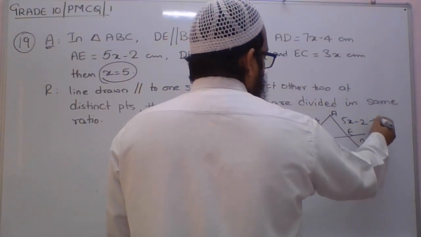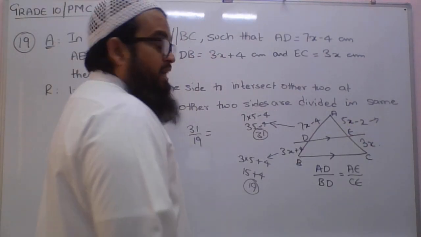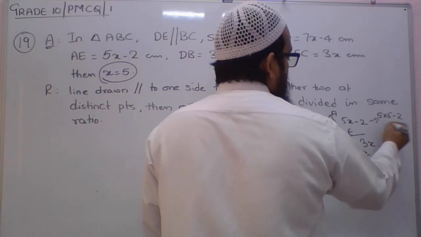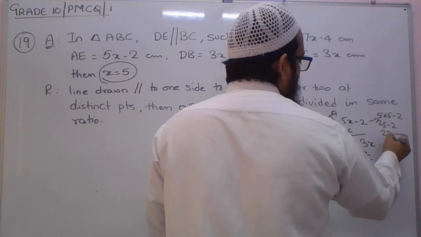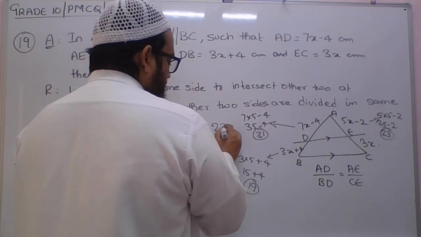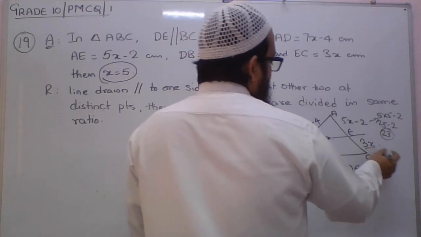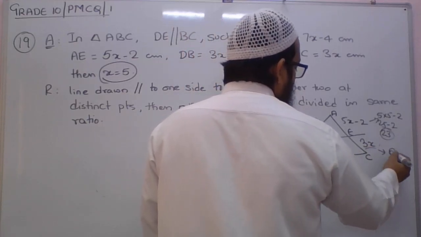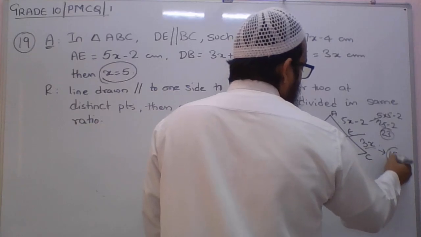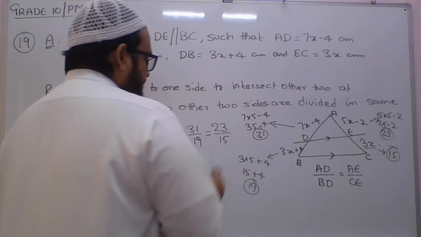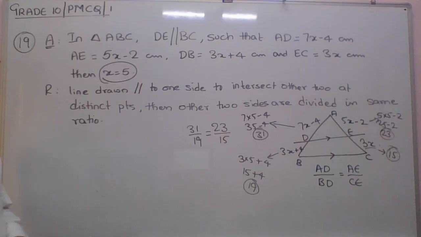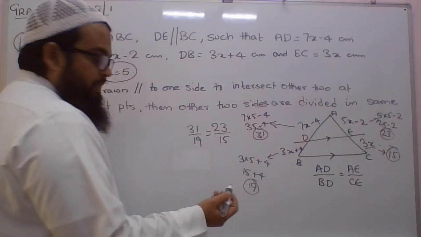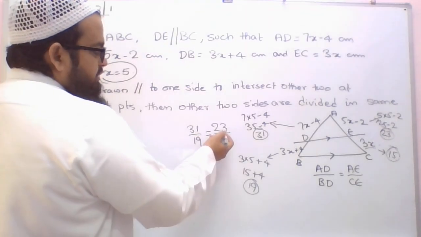Now here you check 5x minus 2. X is given what? 5. So it is 5 into 5 minus 2. That means 25 minus 2. It is 23. So 23 divided by, what is 3x? 3 into 5. 3 into 5 is 15. So is 31 by 19 equal to 23 by 15? It seems not. So 31 by 19 is not equal to 23 by 15.